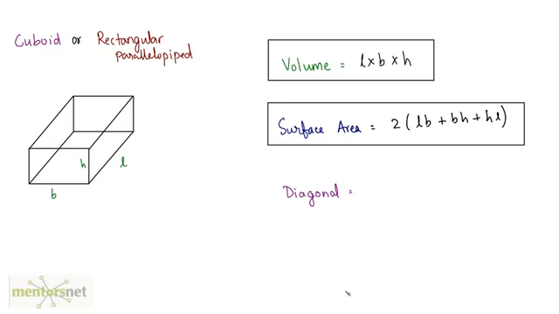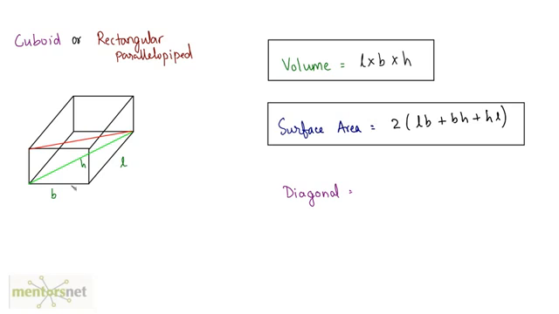Let's move on to the diagonal. How do you calculate the length of a diagonal? Well, let me first draw the diagonal. A diagonal is a line which connects one vertex to its opposite vertex. So this red line is the diagonal of this cuboid. Now we can calculate this using Pythagoras theorem. To calculate the length of this red line, we'll have to calculate the length of another line, this green line.